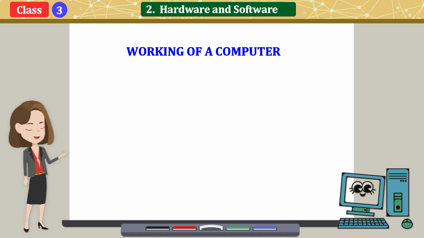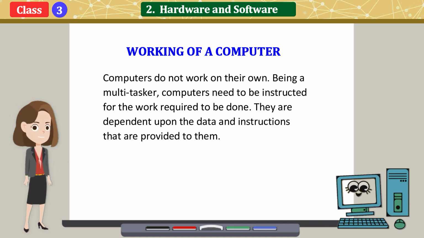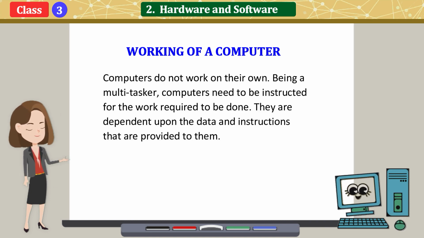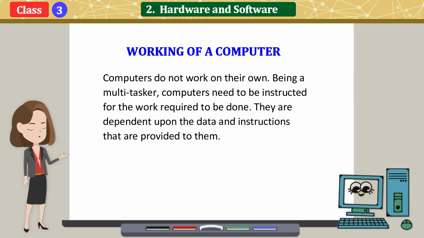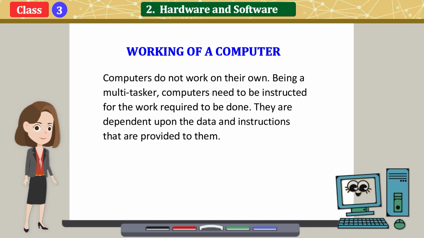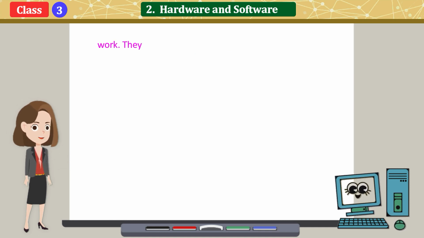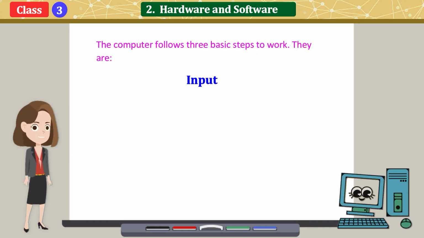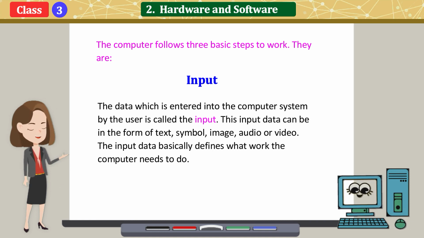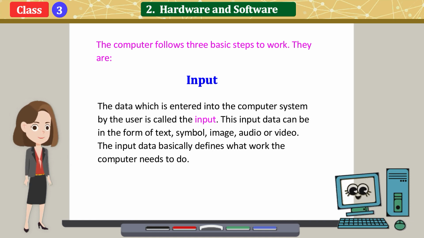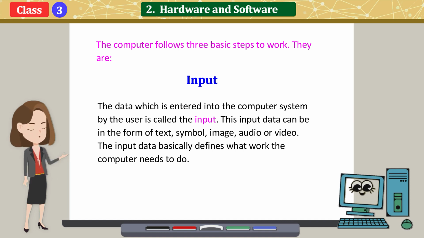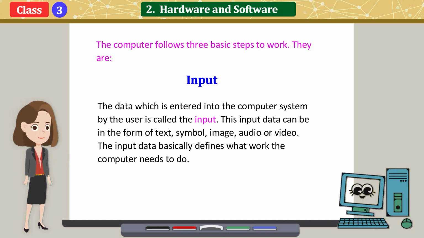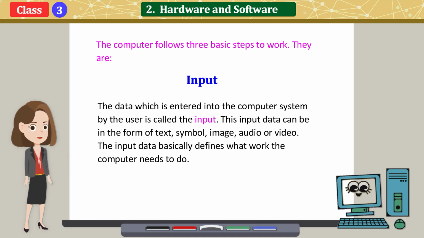Working of a computer. Computers do not work on their own. Being a multitasker, computers need to be instructed for the work required to be done. They are dependent upon the data and instructions that are provided to them. The computer follows three basic steps to work. They are input. The data which is entered into the computer system by the user is called the input. This input data can be in the form of text, symbol, image, audio or video. The input data basically defines what work the computer needs to do.